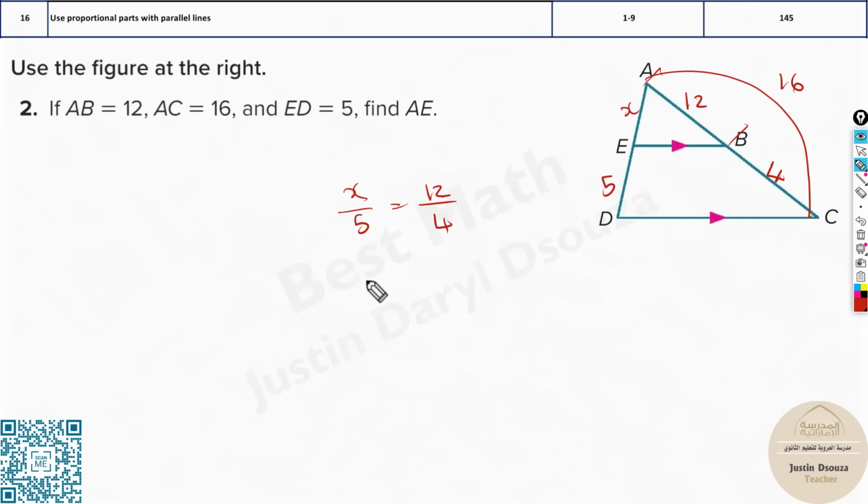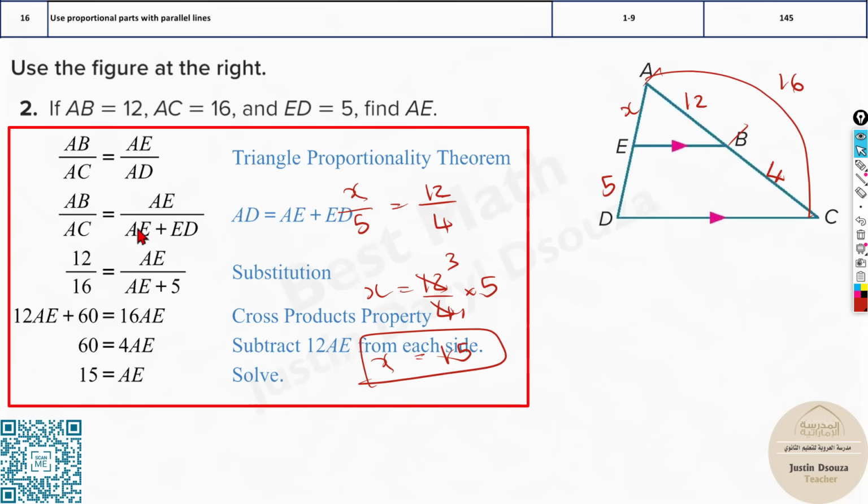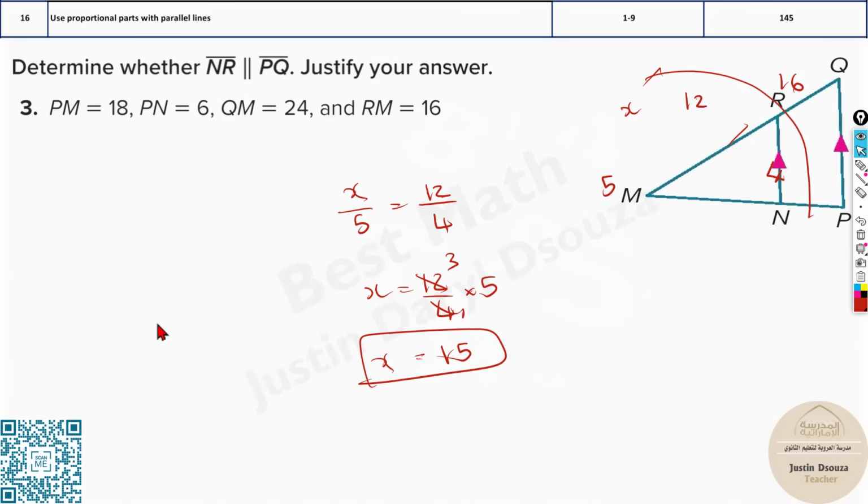You can solve it directly in calculator, but I'll solve it over here. 12 by 4 times 5. 4 1 times, 4 3 times, and 3 times 5 is 15. So x is equal to 15. So that's the dimension of x. Here they have done it differently. They have added this part, rather than we can easily find BC and solve it. It's up to you. You can use any method.